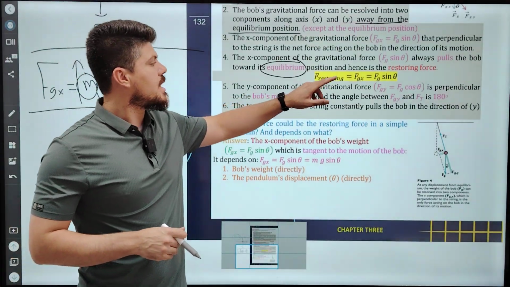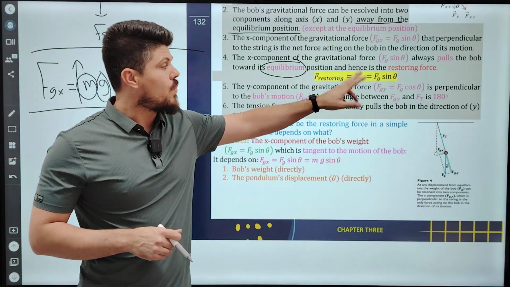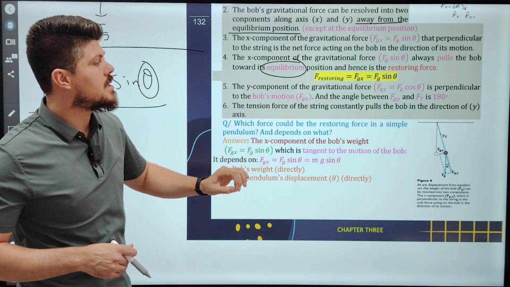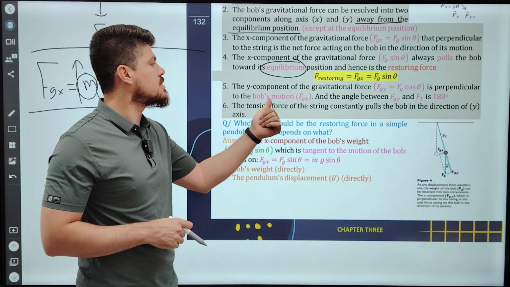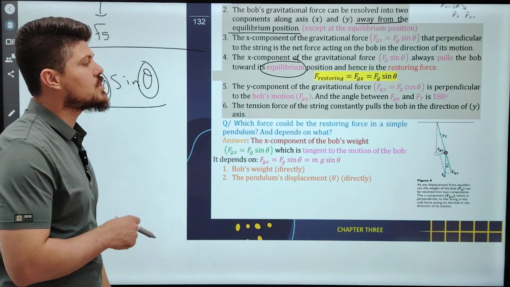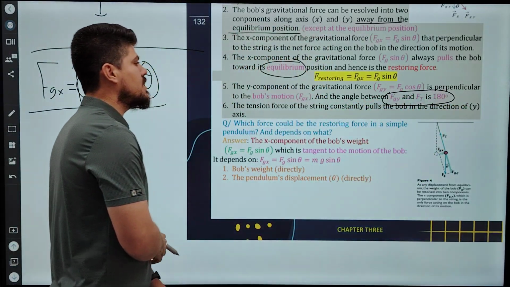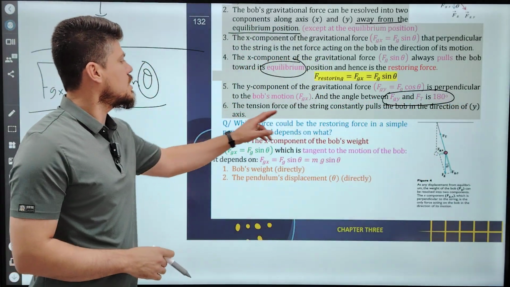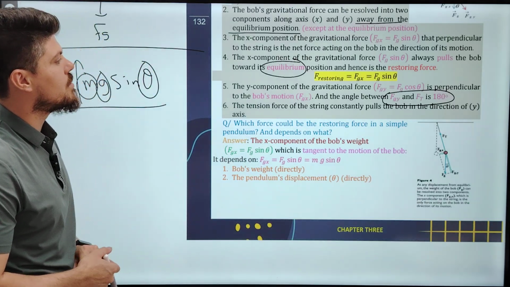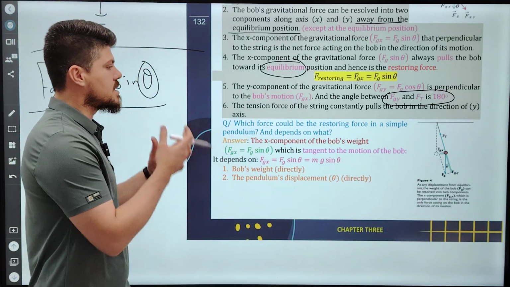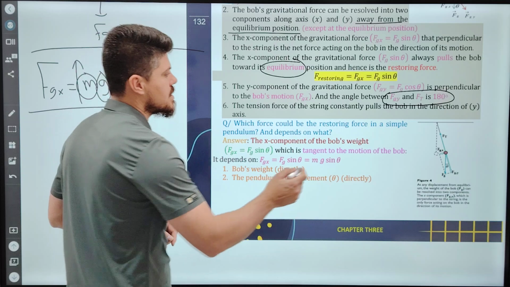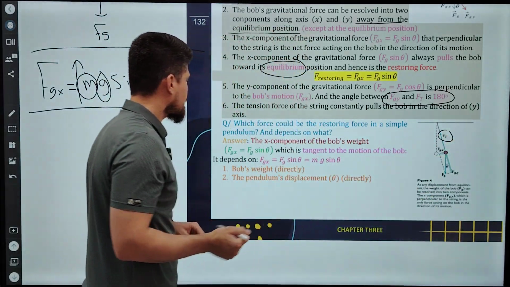But the y component of the gravitational force, which is Fgy, equal to Fg cosine theta, is perpendicular to the Bob's motion, and the angle between Fgy and Ft is 180 degrees. So the tension force of the string constantly pulls the Bob in the direction of the y-axis because it is acting upward. This is Ft. Okay?